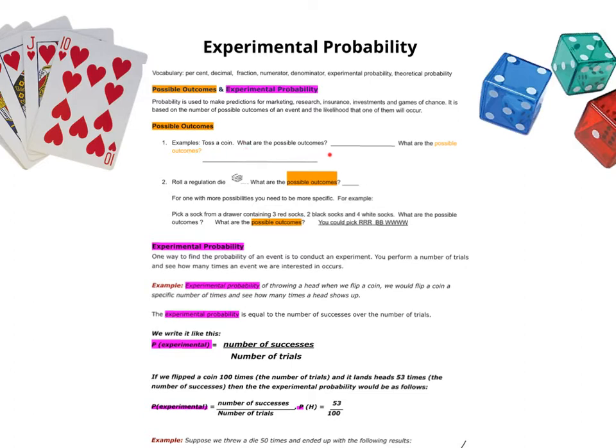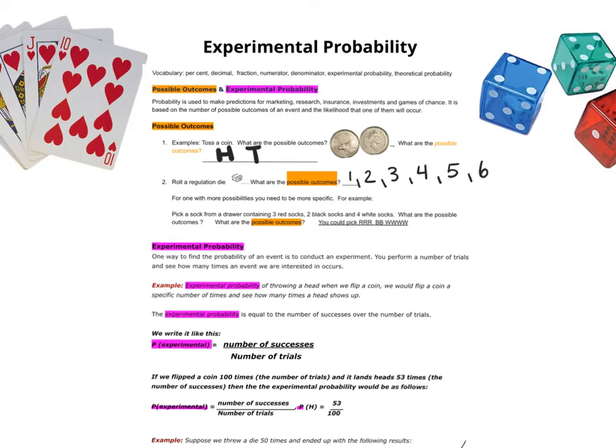What are the possible outcomes when we toss a coin? Let's say if you flip this quarter here, it can either land on heads or tails. So your possible outcome is either heads or tails each time you flip it. How about if you roll a dice? What are the possible outcomes? Well, it could land on 1, 2, 3, 4, 5, or 6.